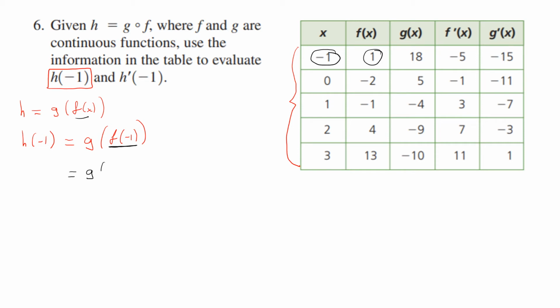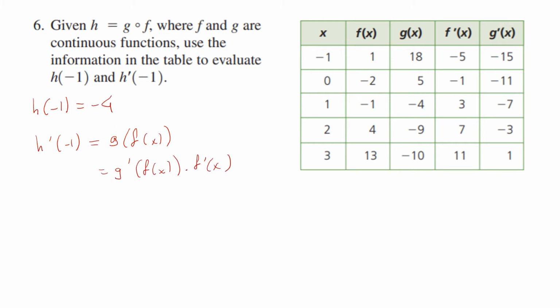So it's going to be g(1). So now I need to go ahead and look at what 1 is, because my x value is now 1, right? I look at what g(x) is when I plug in 1 to my x, which is -4. So my h(-1) value is going to be -4.